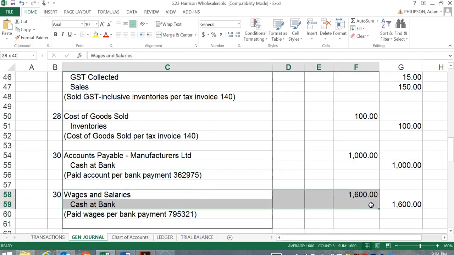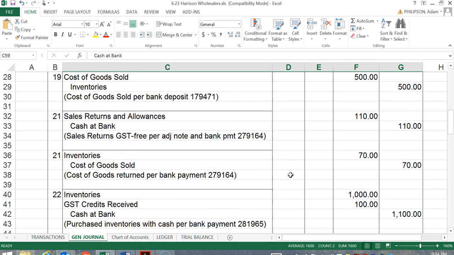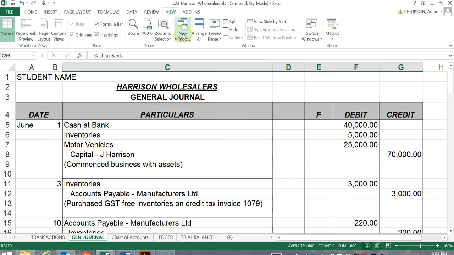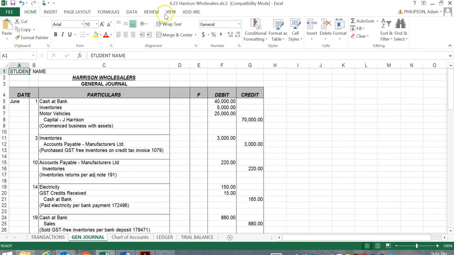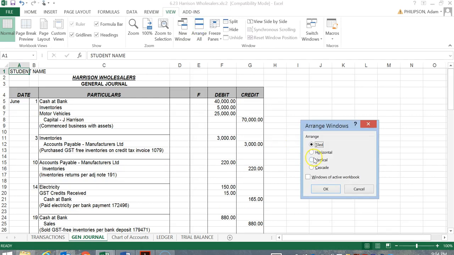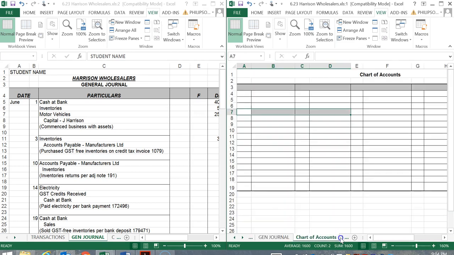Wages and salaries debit, 1600. Credit, cash at bank, 1600. Alright, well that's all of the journal entries done. I really wanted to focus on that, hopefully, if you had any queries, that helps to explain any issues that you might have had. Because I wanted to get on to posting to the ledger, and casting our mind back pretty much a term.